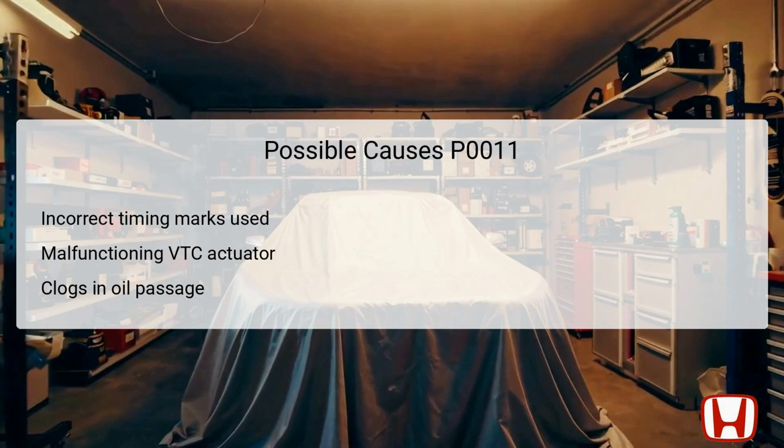Additionally, if the VTC actuator itself is malfunctioning, it may fail to adjust the camshaft timing properly, producing similar symptoms. Lastly, debris or clogs within the VTC system oil passage can impede oil flow to these components, preventing them from operating effectively, which would also lead to an advanced camshaft phase angle. Each of these causes must be considered when diagnosing this DTC to ensure an accurate and effective repair.